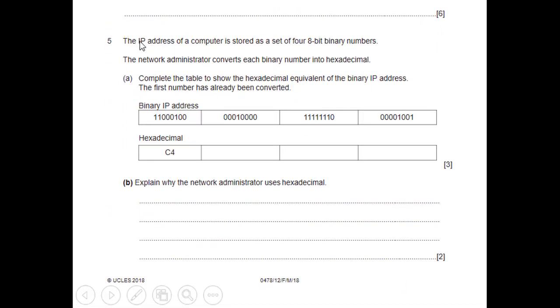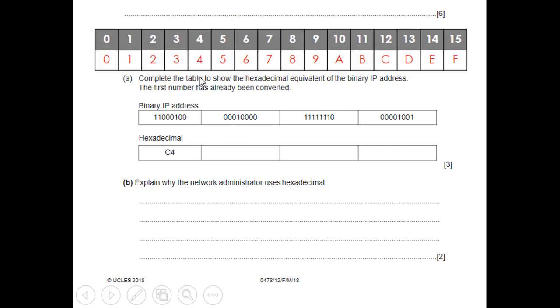Now we have a question about IP addresses and 8-bit binary numbers. In this case, what we have got to do is convert this binary IP into hexadecimal. So just a reminder that hexadecimal runs from 0 to 15, so 16 digits, so it's base 16, and 0 to 9 are represented as numbers, and 10 to 15 are represented as letters.